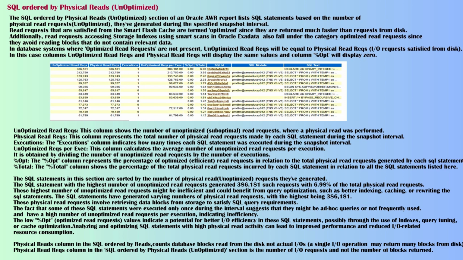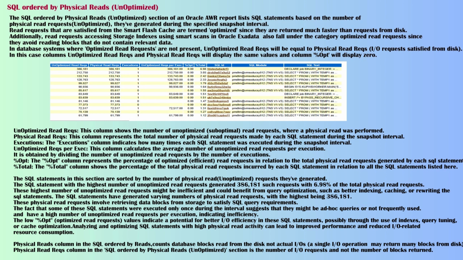The SQL statements have generated varying numbers of physical read requests, with the highest being 386,181. These physical read requests involve retrieving data blocks from storage to satisfy SQL query requirements. The fact that some of these SQL statements were executed only once during the interval suggests that they might be ad hoc queries or not frequently used, and have a high number of unoptimized read requests per execution, indicating inefficiency. The low %opt, optimized read requests, values indicate a potential for better I/O efficiency in these SQL statements, possibly through the use of indexes, query tuning, or cache optimization.